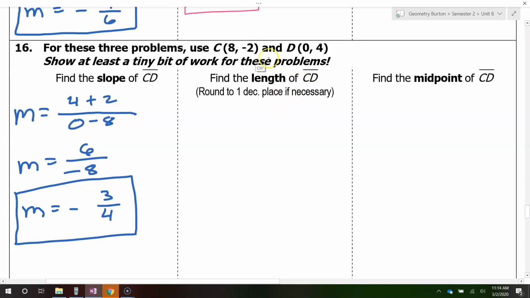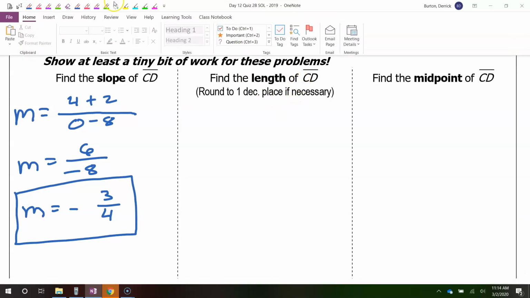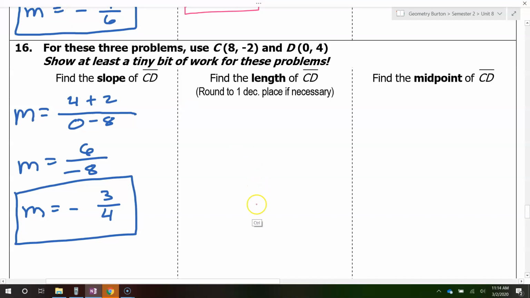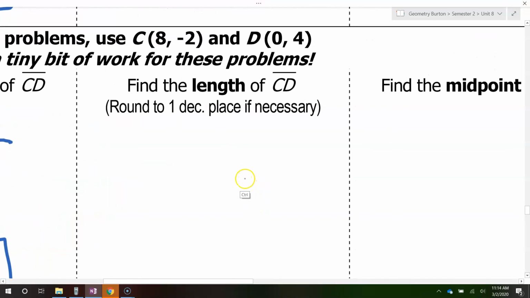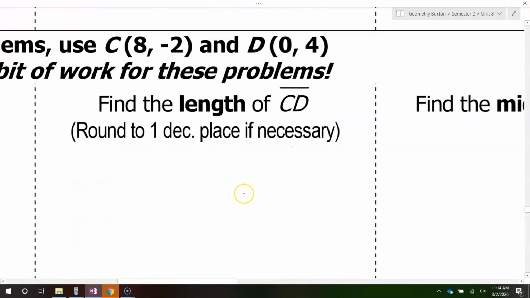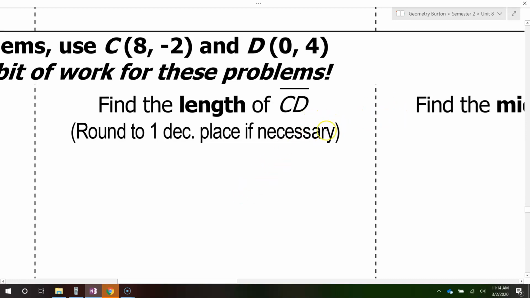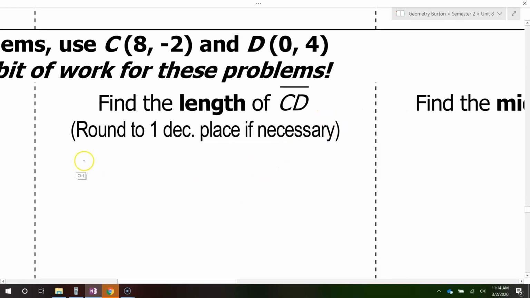Okay, now let's find the length. Okay, I think I will do, let me show you that second method that I was showing you off to the side a minute ago. Let's do the Pythagorean Theorem method first. I'll do it both ways. So here's my little sketch. Okay, and what I'm really looking for is the hypotenuse here.